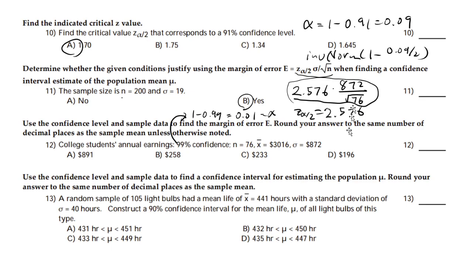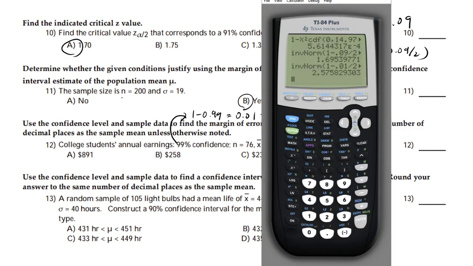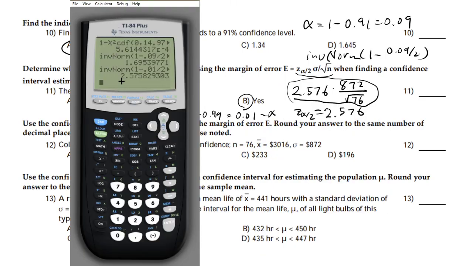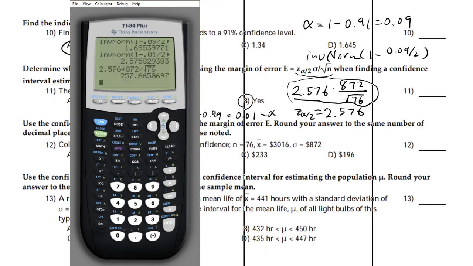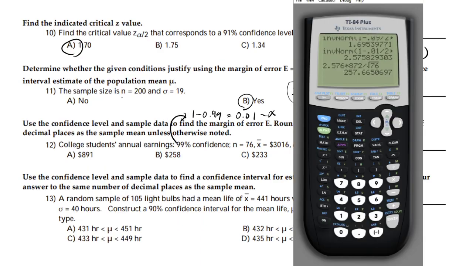But let's just calculate this. So I want 2.576 times 872 divided by square root of 76, enter, 257, or close to 258. So the answer would be B.